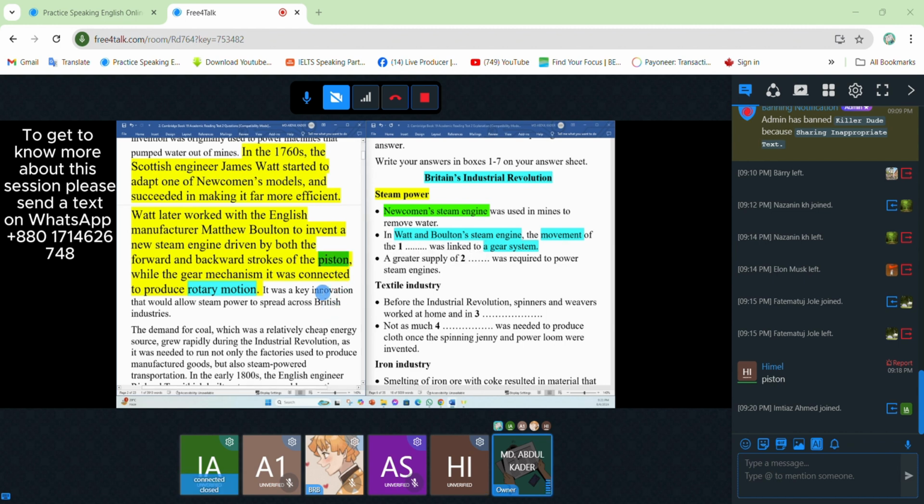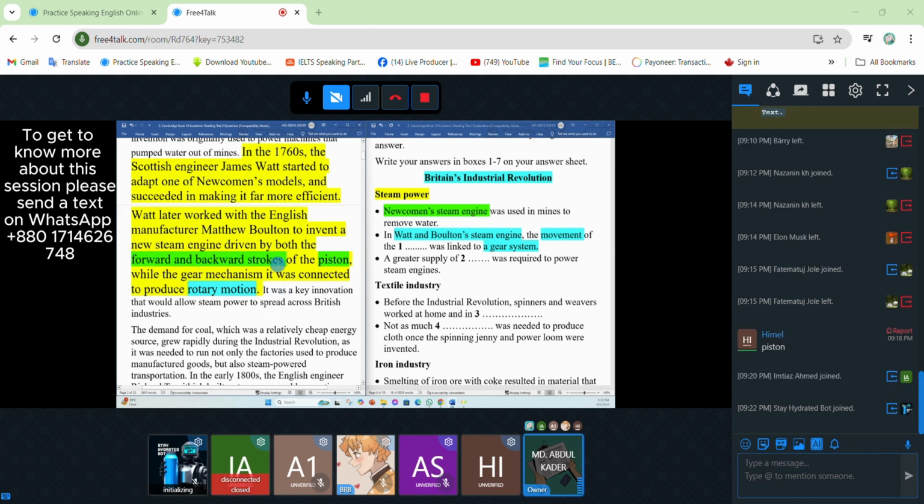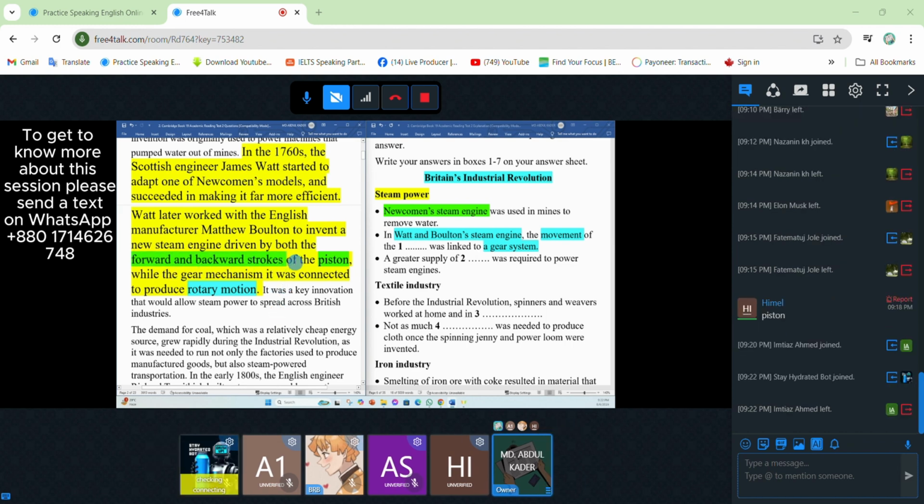Basically generally the question is difficult, but if you just consider these two words like forward and backward strokes, that is our movement, right? Yes, sir. Forward and backward strokes, that is our movement of the piston. So the movement of the piston means forward and backward strokes of the piston.